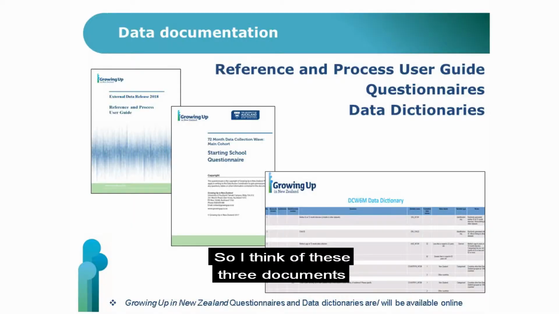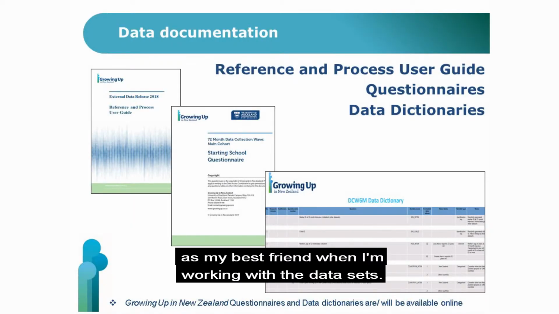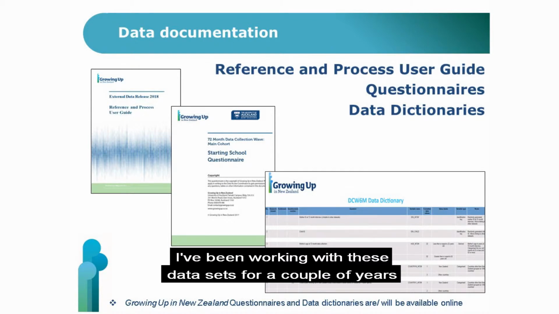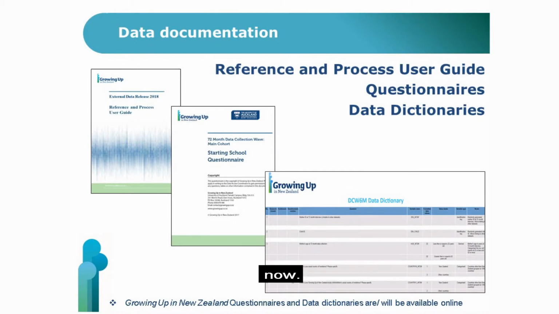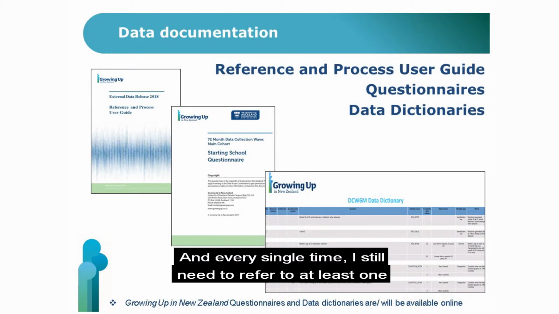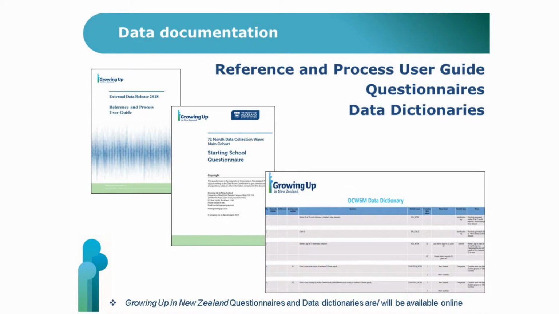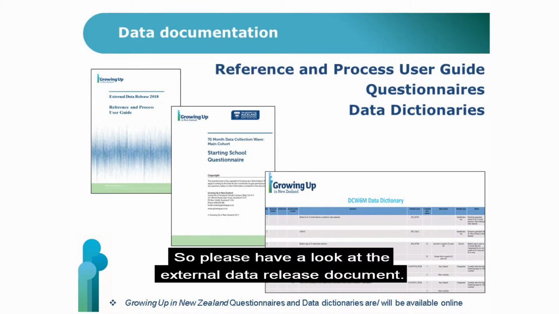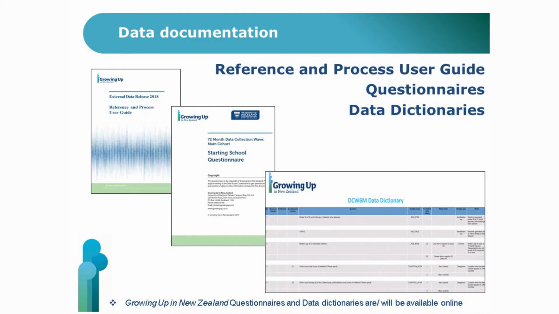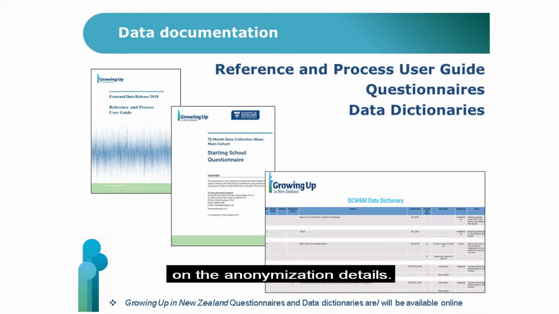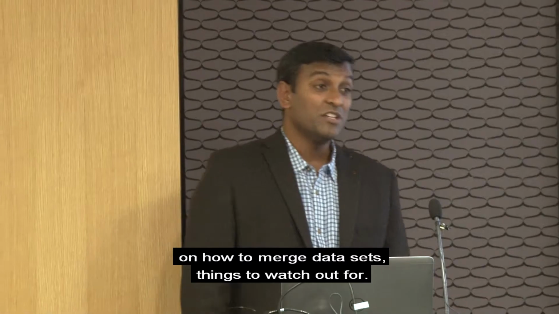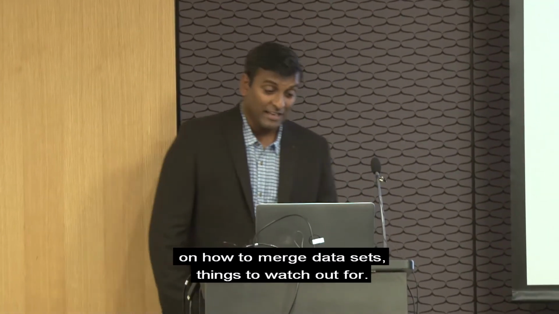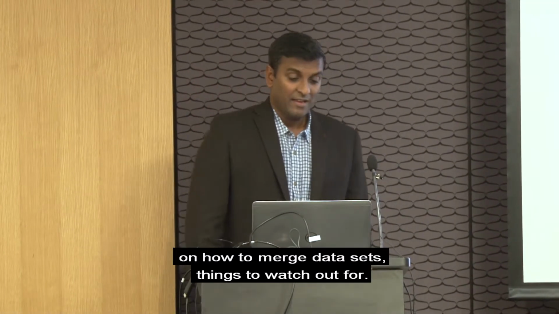So I think of these three documents as my best friend when I'm working with the datasets. I've been working with these datasets for a couple of years now, and every single time I still need to refer to at least one of these documents. So please have a look at the external data release document. That has some really good information on the anonymization details. It also has some really good information on how to merge datasets, things to watch out for.